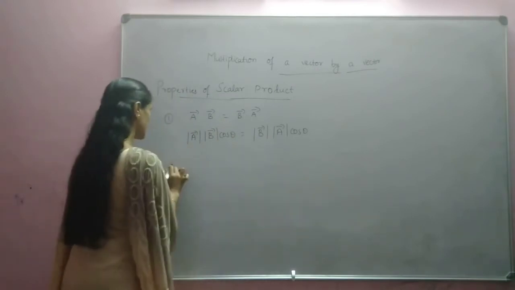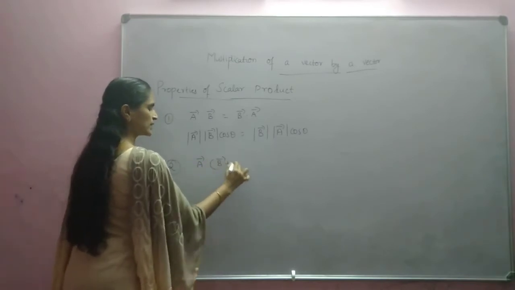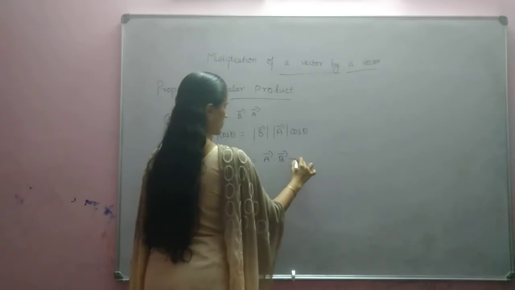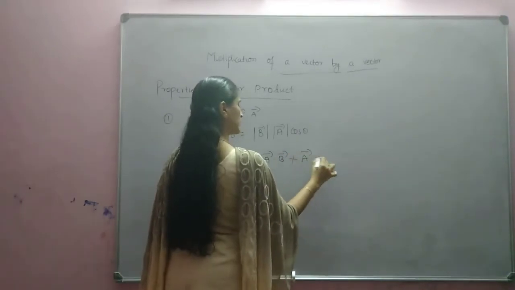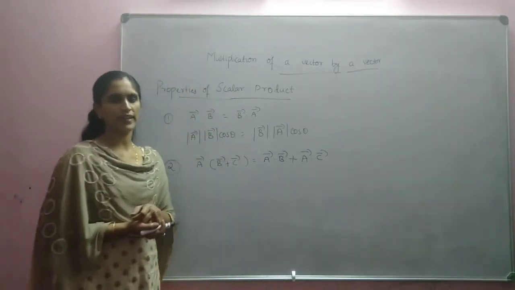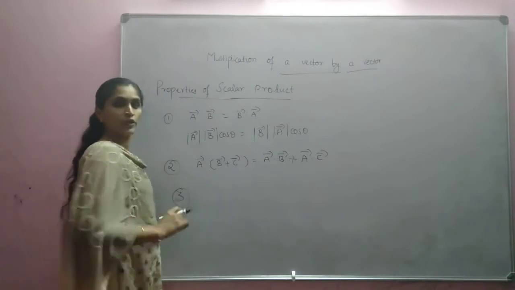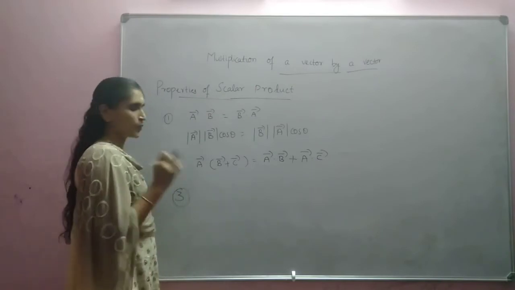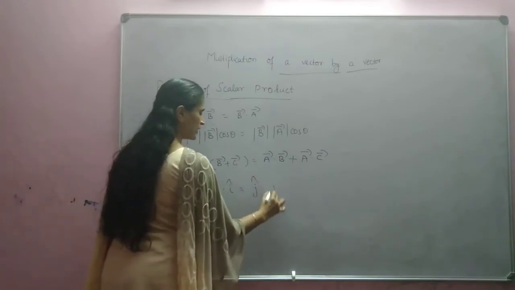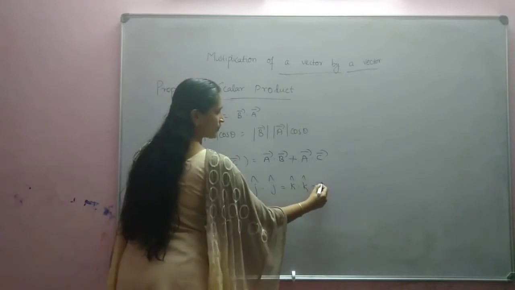And next one, we can write A dot (B plus C). This can be written as A dot B plus A dot C. Okay. Is it clear? A dot B plus A dot C. In that way we can write. This is another property. And next one, already we discussed, if the same unit vectors are there, their dot products will result in one. That we just now discussed. I dot I is equal to J dot J is equal to K dot K is equal to 1. Okay. Is it clear?